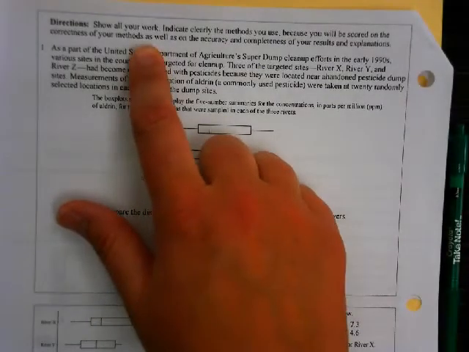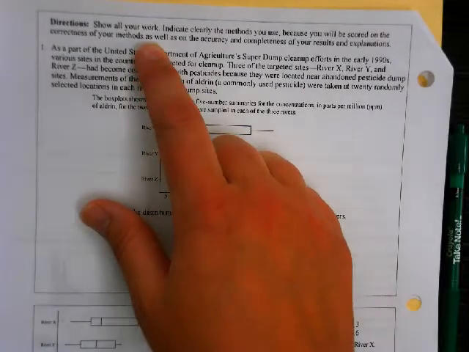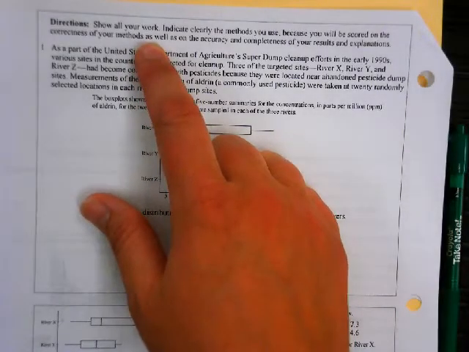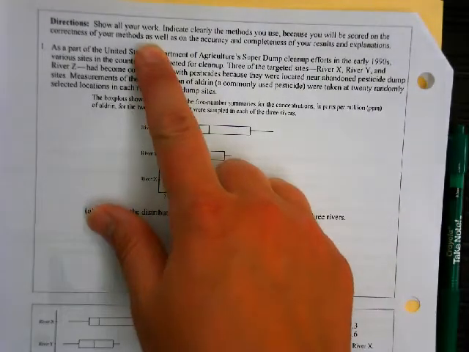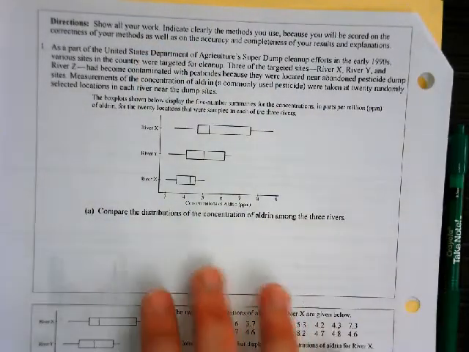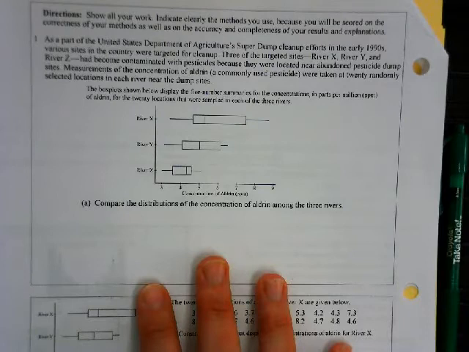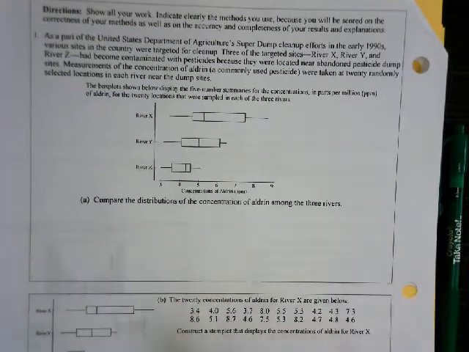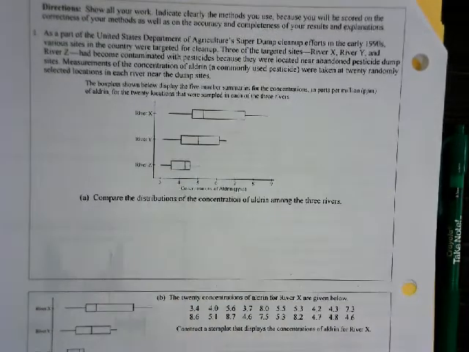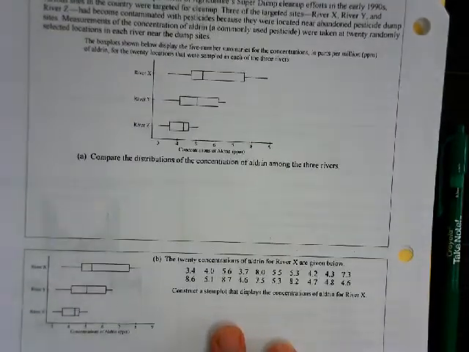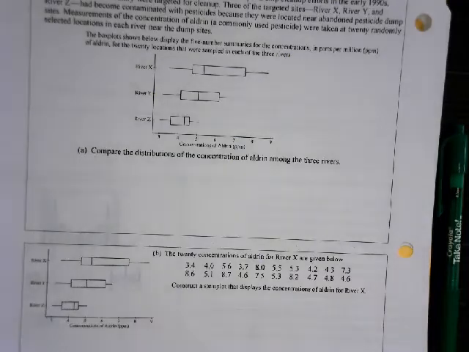Those are the directions that are stated on the AP exam for an FRQ. Those are the directions I put on my test for an FRQ. So you'll get used to seeing them. Show all your work, indicate the methods you use, because you're scored on the correctness of your methods as well as the accuracy and completeness of results and explanations, which is pretty much a math question. We give you partial credit for work shown, if it's correct.